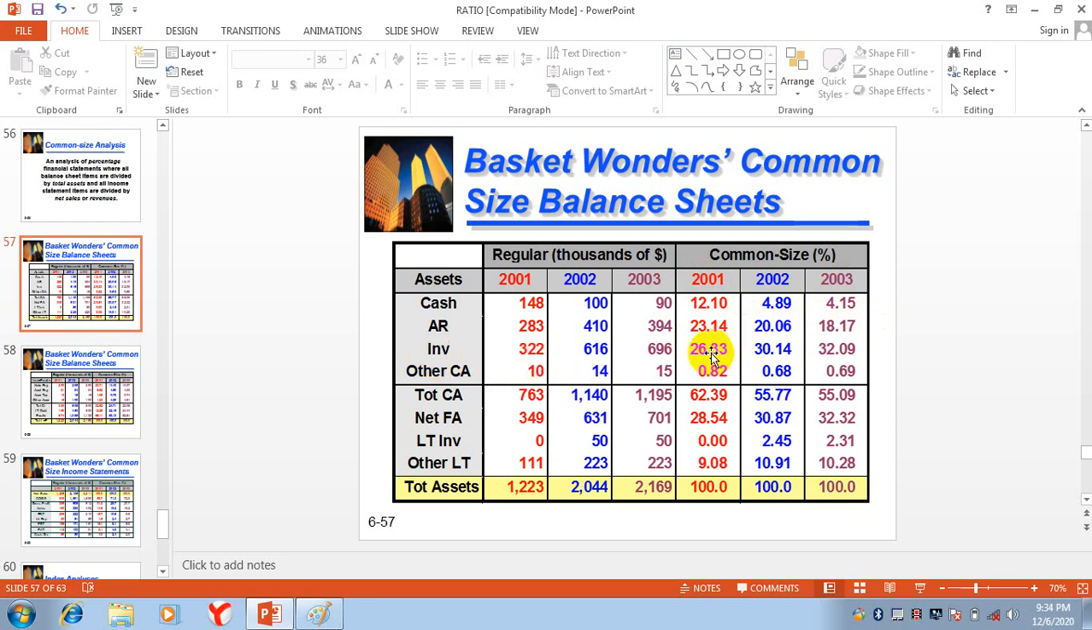Then inventory, 26% goes up to 30% to 32%. So this is showing an increase in inventory, which is not a good point. Why? Inventory is increasing. When inventory is increasing, it is showing a weakness of our marketing and selling department, that they are not making efforts in selling the inventory. That's why inventory is going up.